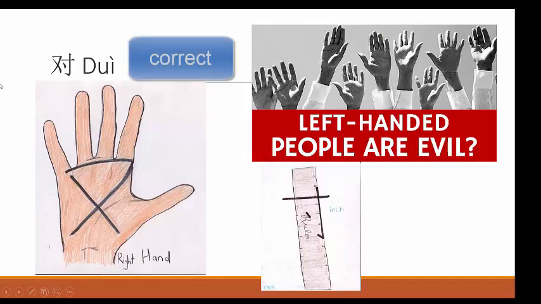The next character is Dui, correct, and it has the right-handed radical because right-handed people were considered correct. Even in China today, you're forced to write with your right hand in most places. And then it has the inch radical because you want to measure correctly.